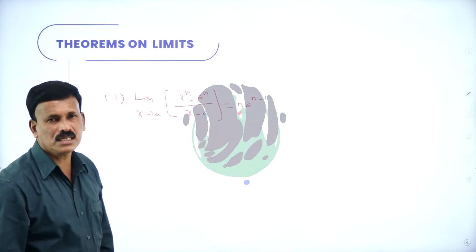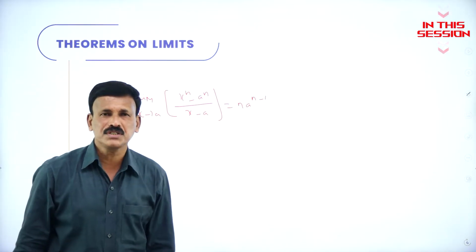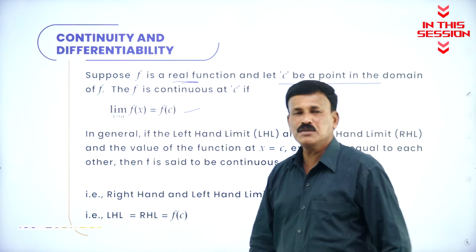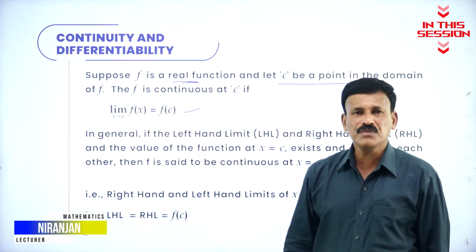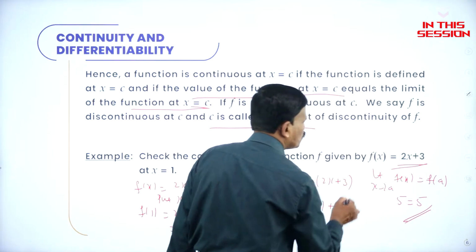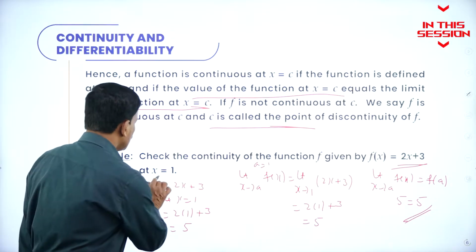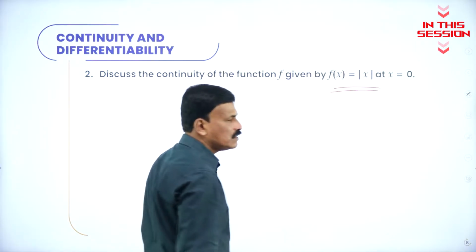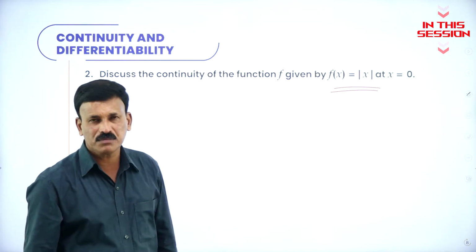Where n is a rational number. It may be a positive integer, negative integer, or a fraction. The limit as x tends to a of f of x is always equal to the function value at c. f of x equal to 2x plus 3 is continuous at x equal to 1. Now you know what is the meaning of mod x. Modulus of x is nothing but plus or minus x.